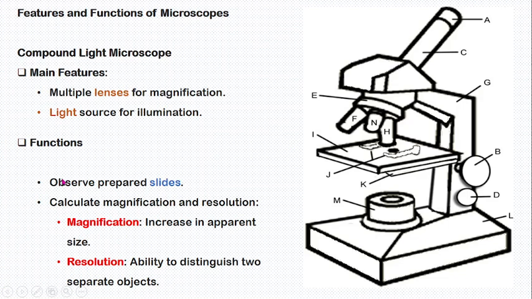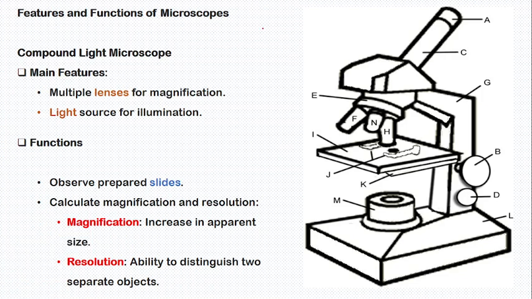Another function is to help magnify your object. You are observing small substances. The function of this microscope is to magnify, to increase the size of your object. It increases the apparent size. And another function of the microscopy is what we call resolution. Resolution is the ability to distinguish two separate objects. Suppose that, let me have the marker.